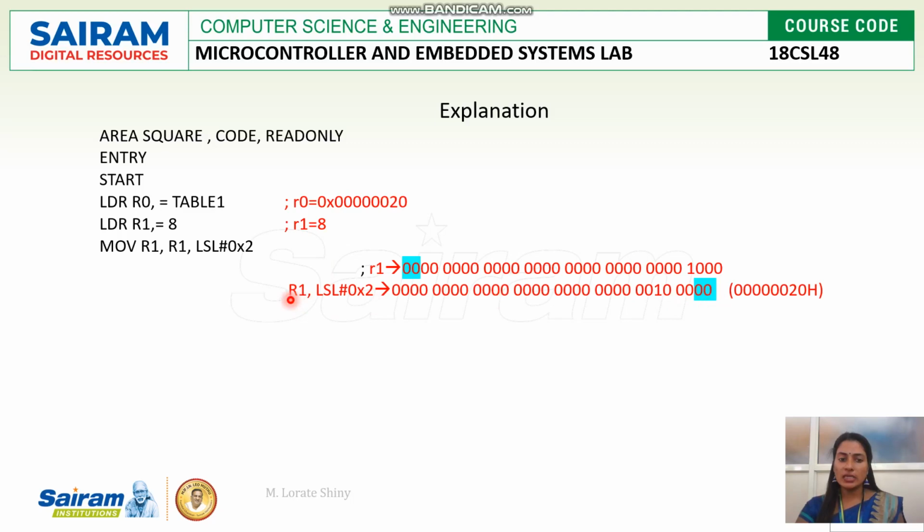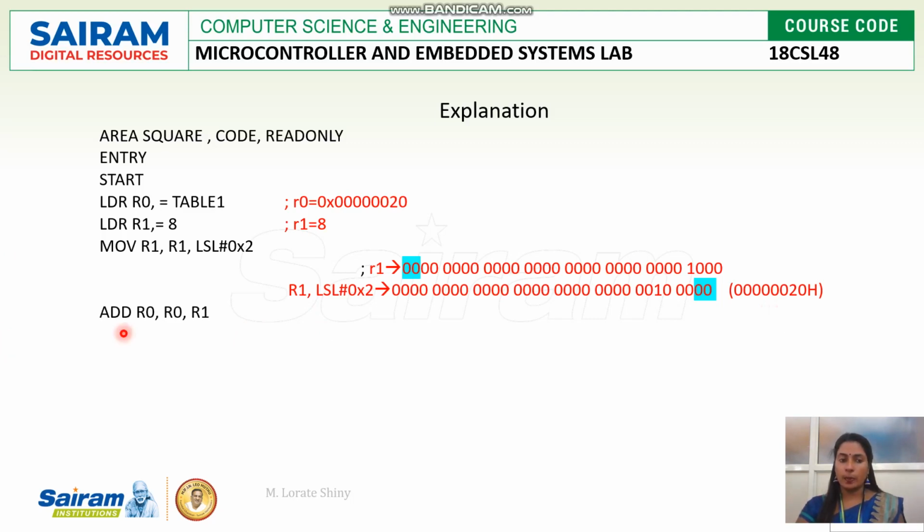Okay, so once after the barrel shifter operation, the new value of R1 will be 00000020. This is the new value of R1. This new value of R1 will be moved to R1 register, okay, using this move instruction. Okay, so once this complete insertion is done, R1 will be 00000020.